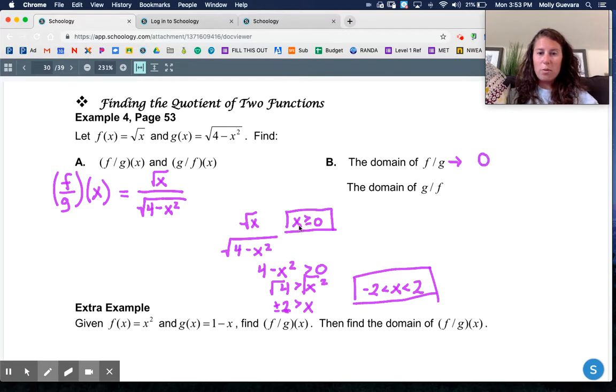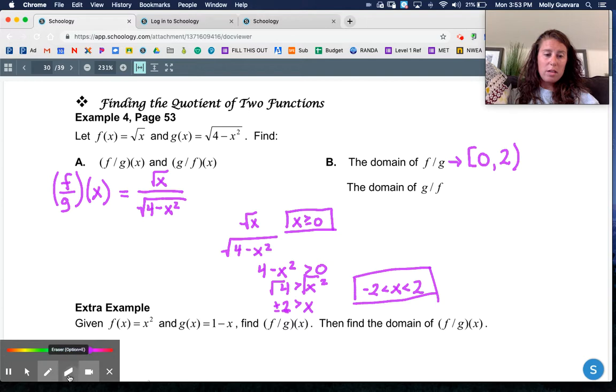Because 0 works here, right? I can have it here. And 0 works here because 0 is between negative 2 and 2. So 0 with a bracket. And then we have to ask ourselves, what's the biggest number I'm allowed to have? Here, this goes to infinity, but this stops at 2. So 2 is actually the biggest number I can have. And because there's no equal to, it's a parenthesis. Okay, so that is my domain of f over g of x.